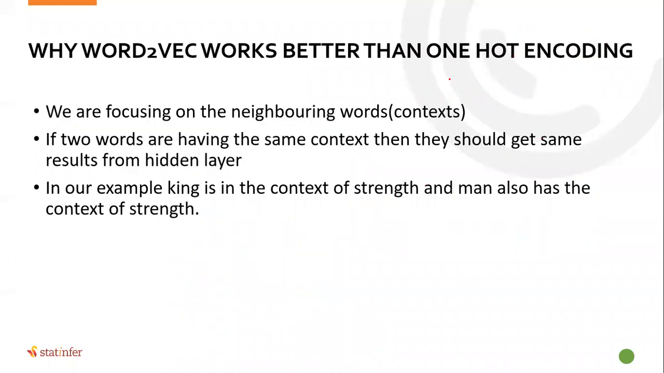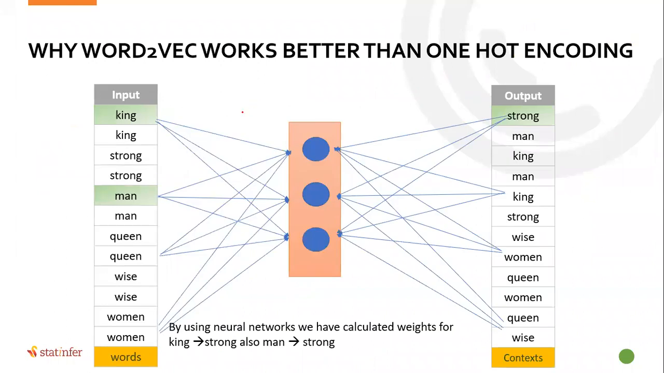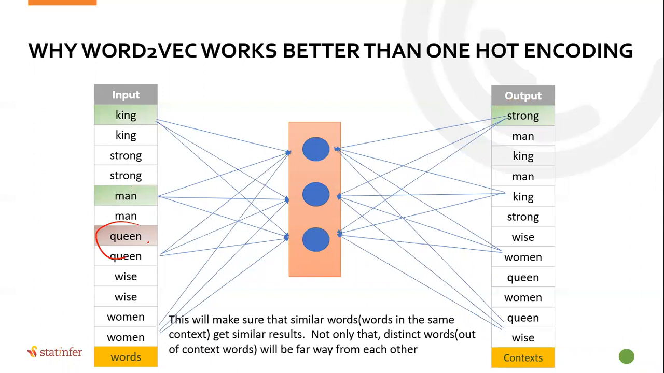Okay. So what is the major idea behind this? Words which are there in the similar context will get similar numbers. That works. Words that are not in that context, outside that context, they'll get different numbers.